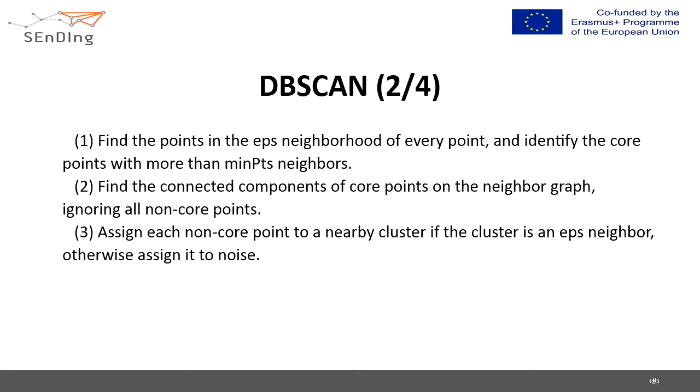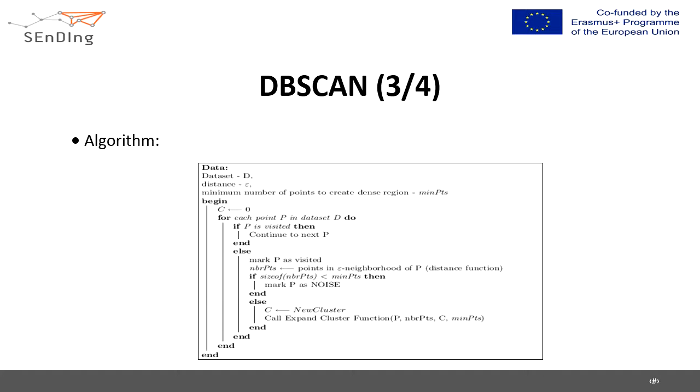Step 1. Find the points in the EPS neighborhood of every point, and identify the core points with more than MINS neighbors. Step 2. Find the connected components of core points on the neighbor graph, ignoring all non-core points. Step 3. Assign each non-core point to a nearby cluster if the cluster is an EPS neighbor, otherwise assign it to noise. The algorithm.